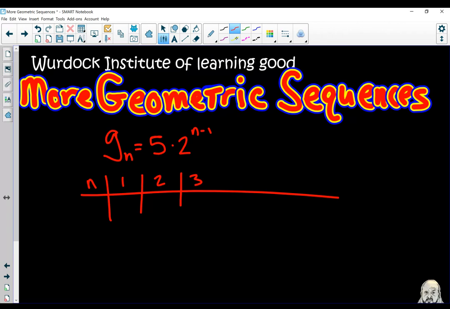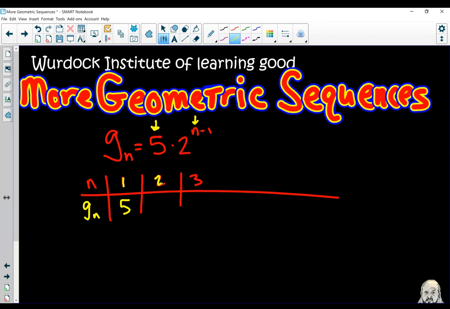By placing a 1 up here, if I put this 1 in place of that n, the first thing I do, order of operations, I get 1 minus 1 is 0. 2 to the power of 0 is 1. 5 times 1 is 5, so I get a value of 5 here. That's good because I said that this was the initial value. This is your first value. This 2 tells you that you're constantly doubling. I could just fill out 10, 20, and so on and so forth for the terms of my sequence. But let's just check the math here.